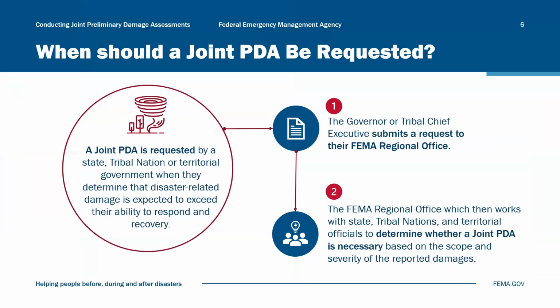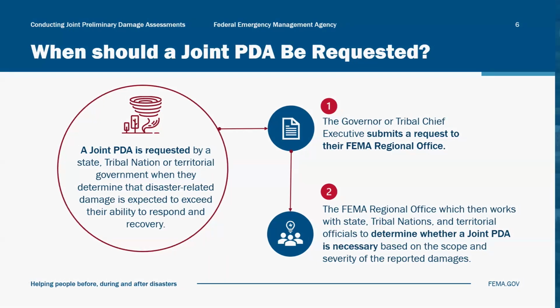A Joint PDA is requested by a state, tribal nation, or territorial government when they determine that disaster-related damage is expected to exceed their ability to respond and recover. The governor or tribal chief executive submits a request to their FEMA regional office, which then works with state, tribal, and territorial officials to determine whether a Joint PDA is necessary based on the scope and severity of the reported damage.